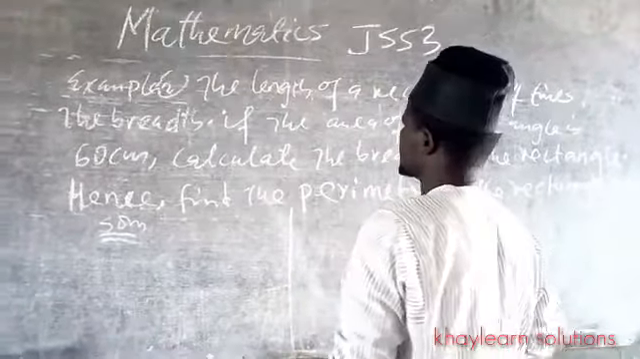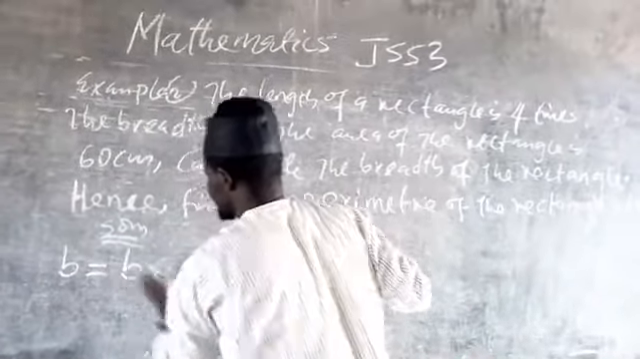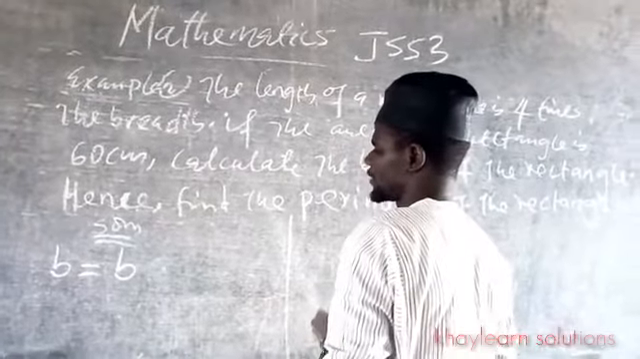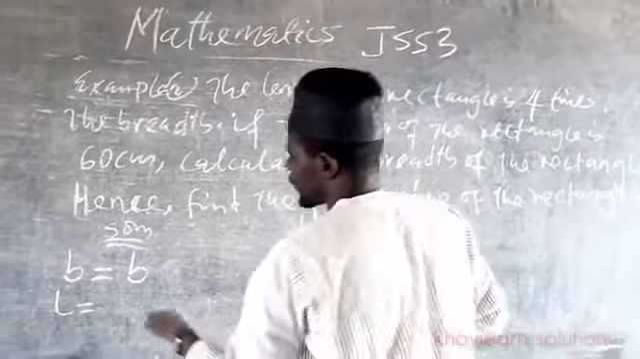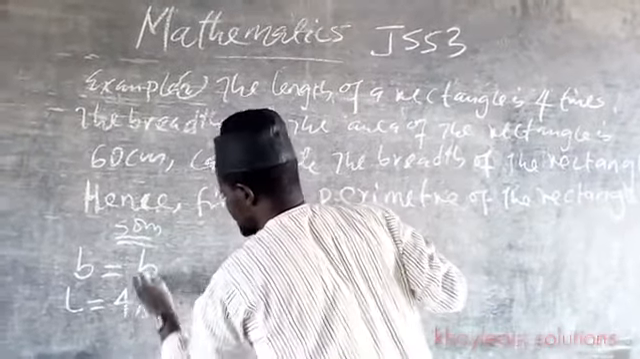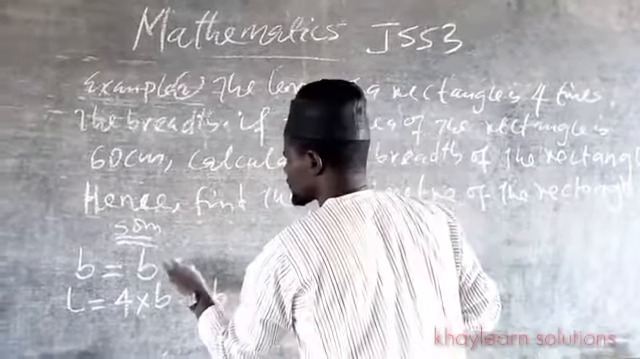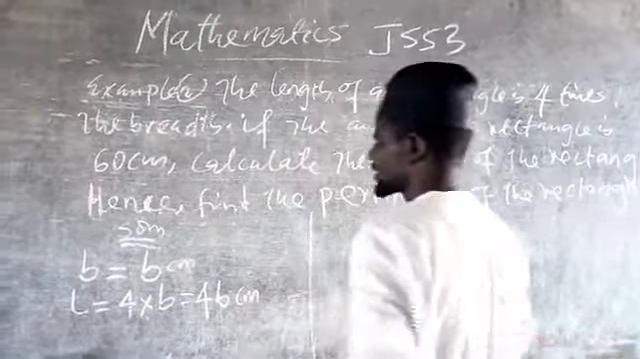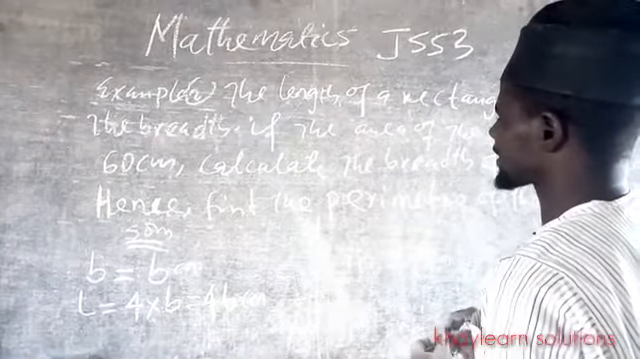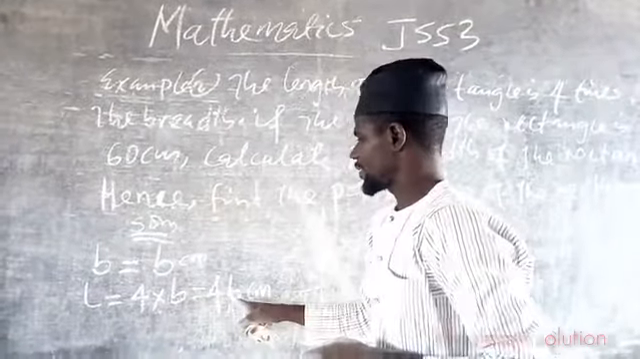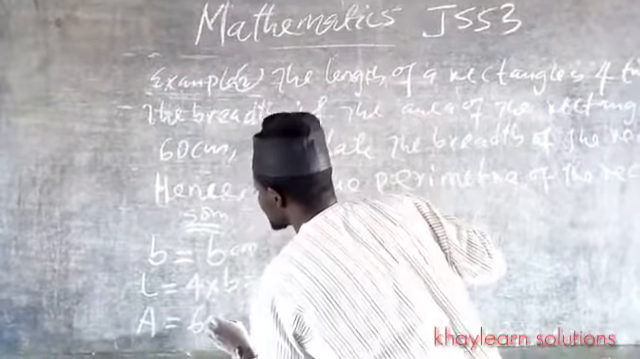Hope you understand. So the breadth is B. The breadth is just B, while the length is 4 times the breadth. 4 times the breadth means 4 times the B, which gives you 4B. That is the length. So they said we should find the breadth, that is the value of B, if the area is 60 centimeters. Therefore, A equals 60 centimeters square.